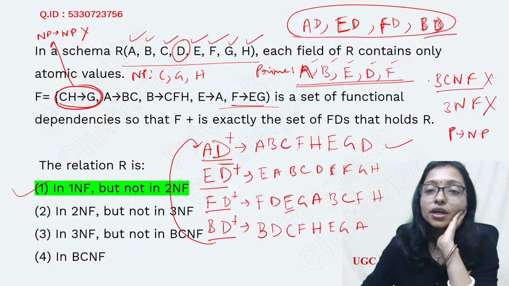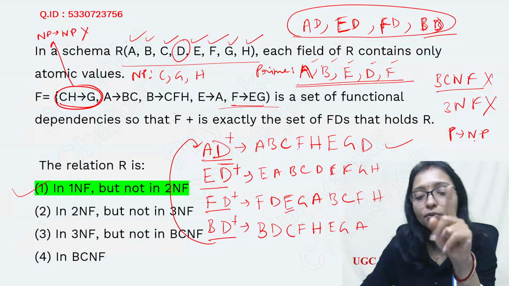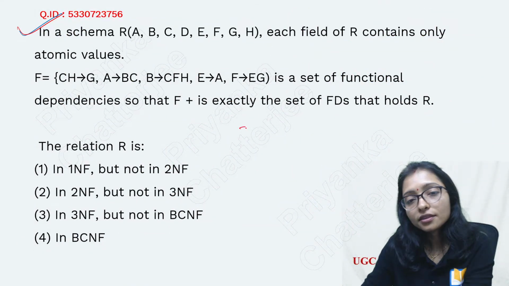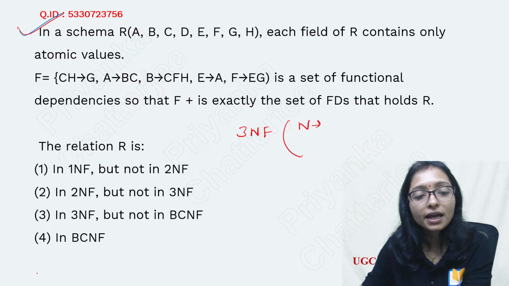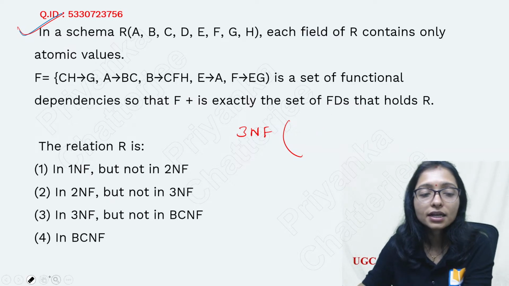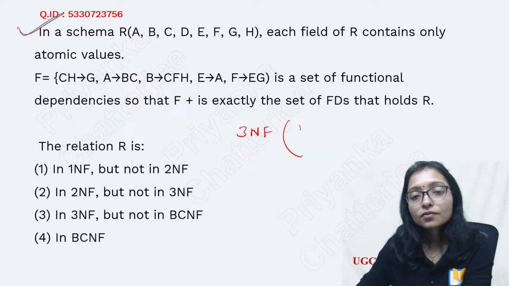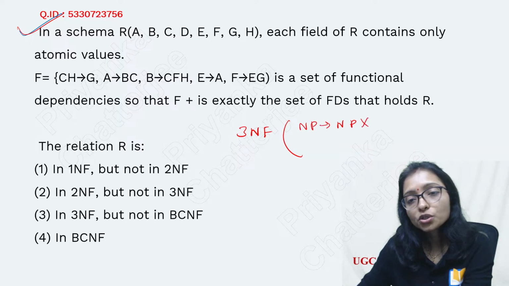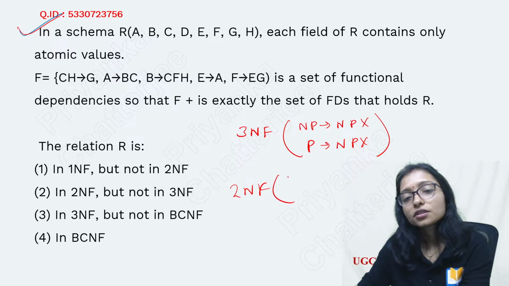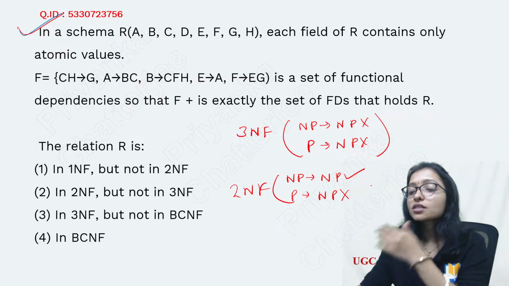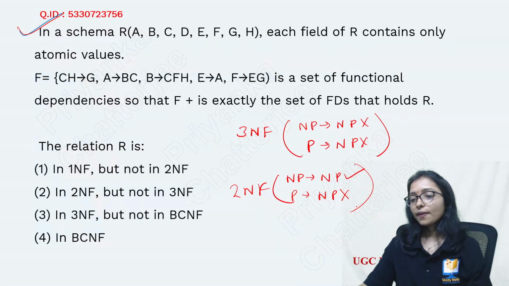Always remember one thing: in 3NF, whenever you are checking, don't make a mistake here. Sometimes students get confused. Non-prime to non-prime is also not allowed, and prime to non-prime is also not allowed. And in 2NF, non-prime to non-prime is allowed, but prime to non-prime is not allowed. This is in 2NF.